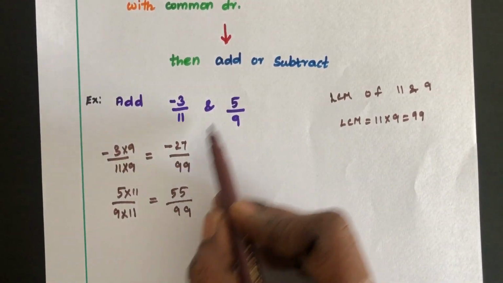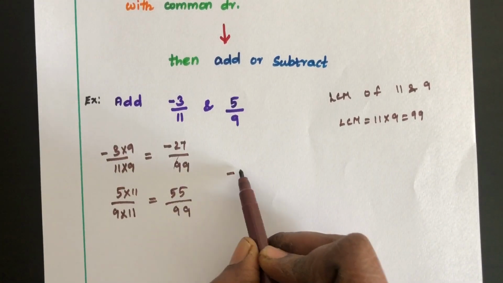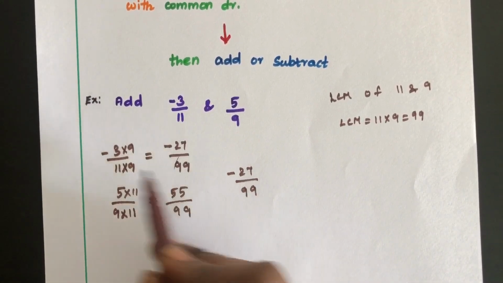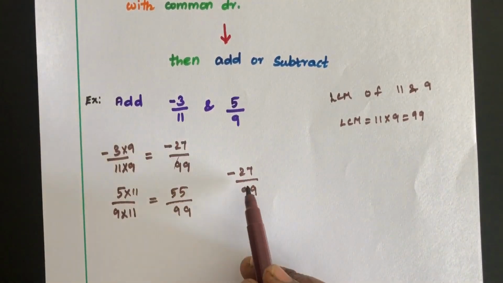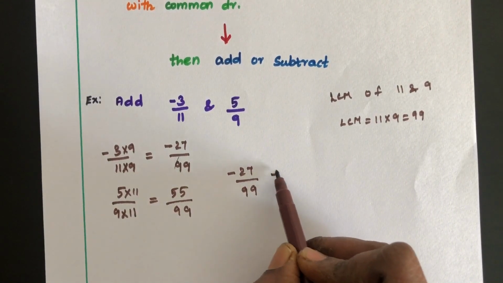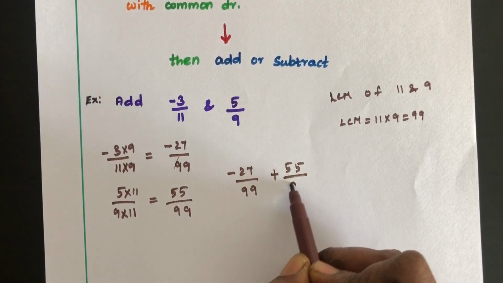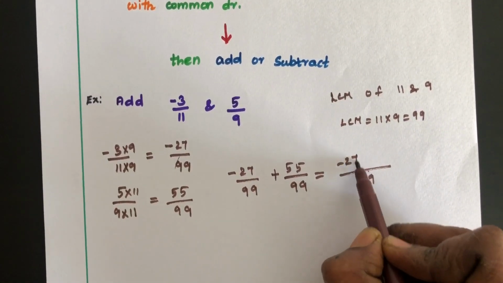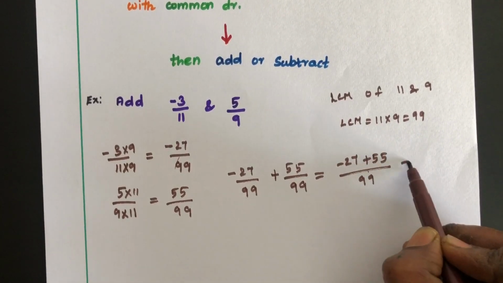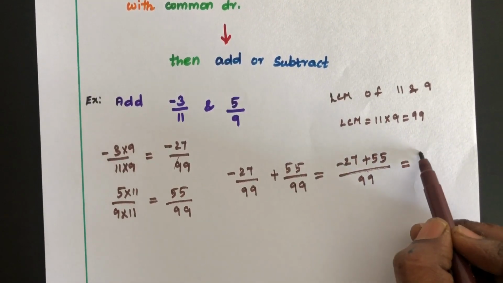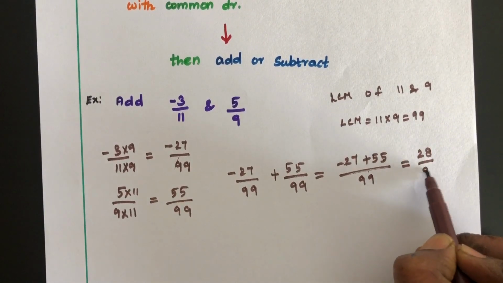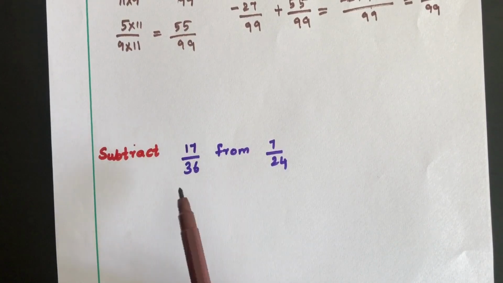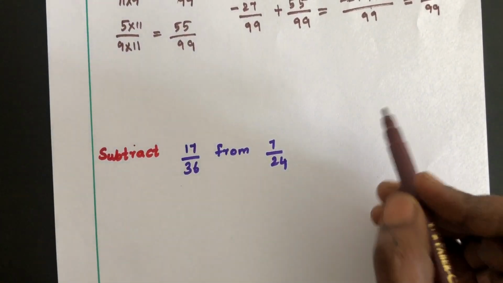Now we are going to add these two. So minus 27 by 99. It is an equivalent fraction only, so instead of this minus 3 by 11, this is also equal. This is added with 55 by 99. If the denominators are equal, we can add the numerators: minus 27 plus 55. This is equal to 55 minus 27, which is 28 divided by 99. So easy. In a similar way, we have to do subtraction also. Here also we need to find the LCM of the denominators.